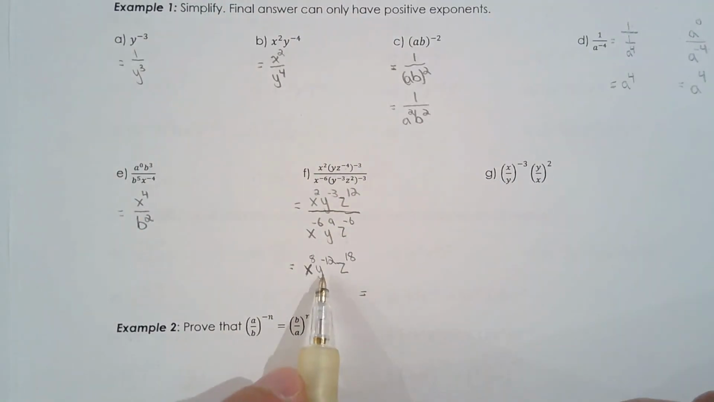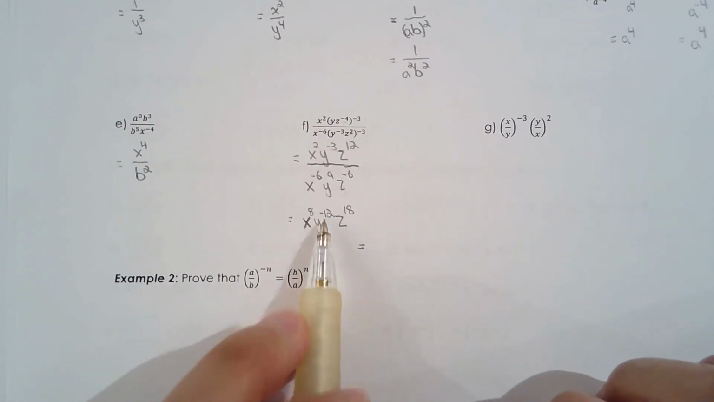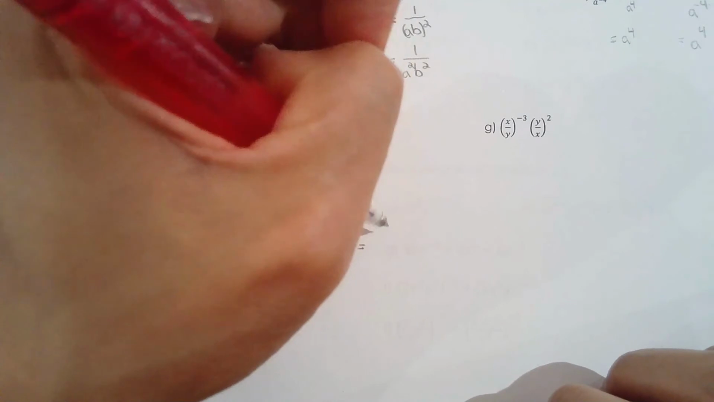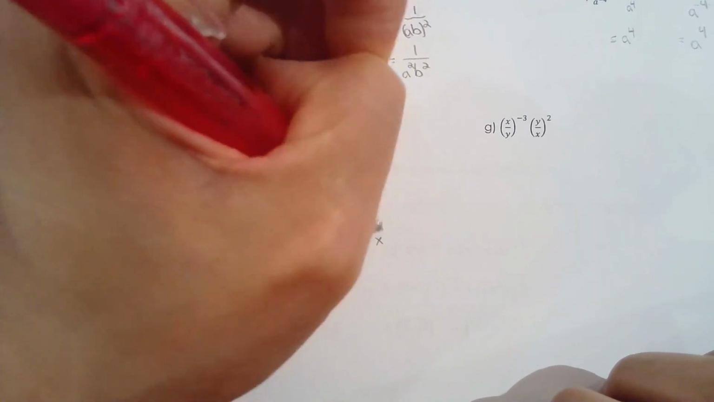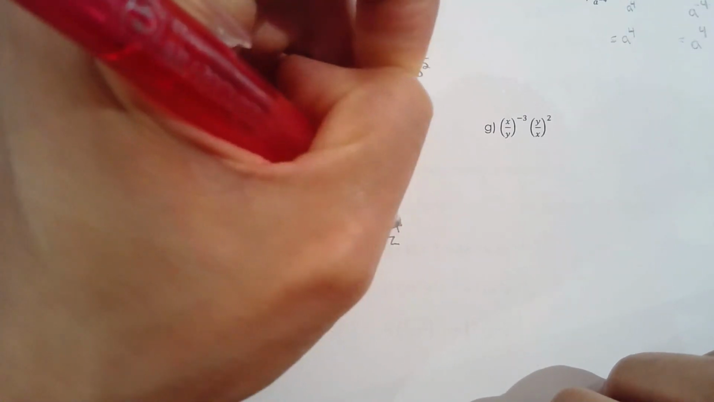So here, there's only one negative exponent. So for the y, there's 12 factors of y in the denominator, but x and z are still part of the numerator.